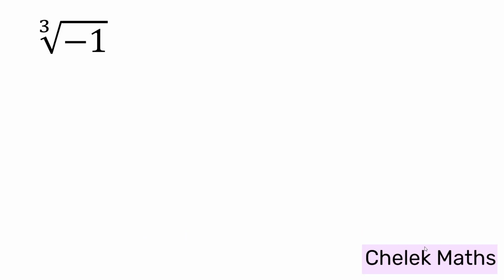So here we go. We have the cube root of -1. And really what we're trying to do is think of what is the answer to some number cubed equals -1. And the first answer is obvious. We know that that something could equal -1 because -1 cubed equals -1.